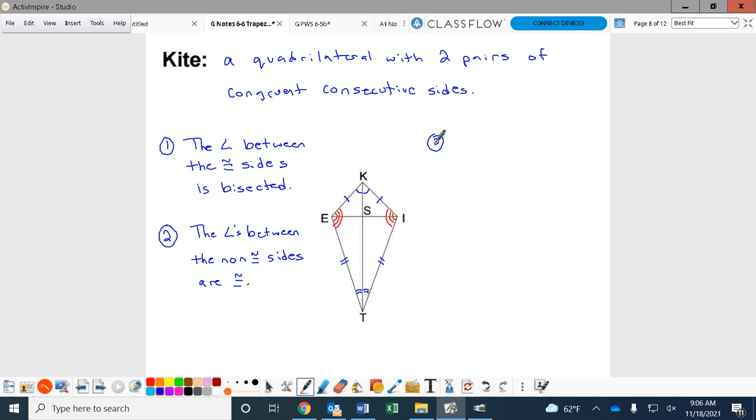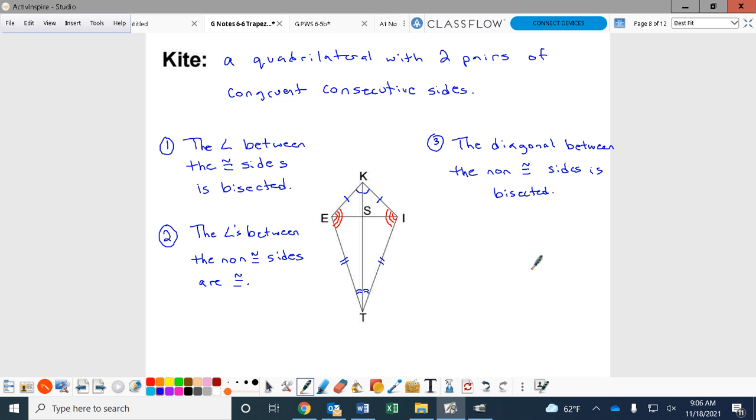Okay, number 3. The diagonal between the non-congruent sides is bisected. Y'all, it's so different. And I'll let you write that, then we'll talk about what that means. Because only one diagonal is cut in half, the other one is not. That's what makes these so weird. Part of them is one way and part of it is another. So you got to know what parts are what.